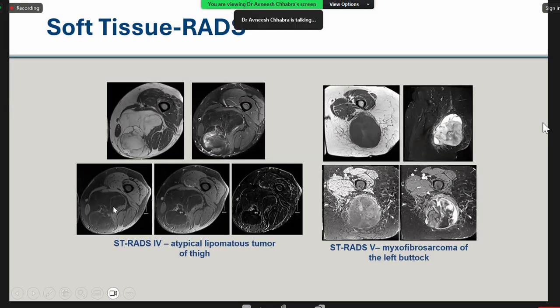And then we have these bad ones, those with septations or those with a mass. So this is 4 ALT and 5 is a mass. That's myxofibrosarcoma with the solid enhancement.